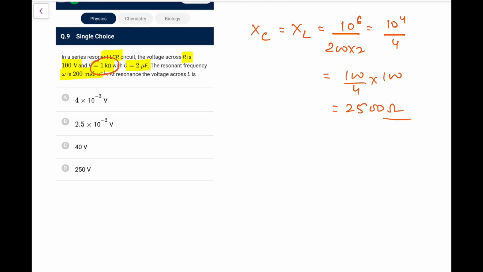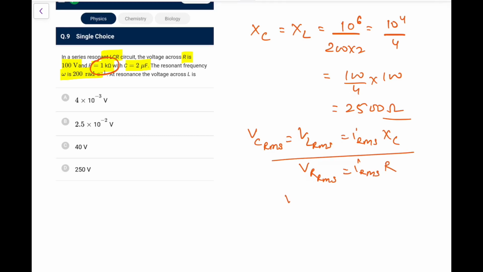Resistance is 1 kilo ohm. So what I can say, VC RMS at resonance equals VL RMS equals I RMS into XC, and VR RMS is equal to I RMS into R. So if I divide it, what I will get, this VL RMS by VR RMS ratio is XC by R, which comes out as 2.5. So it would be 2.5 of that would be equal to 250 volts. So we'll go for option D for this particular case.